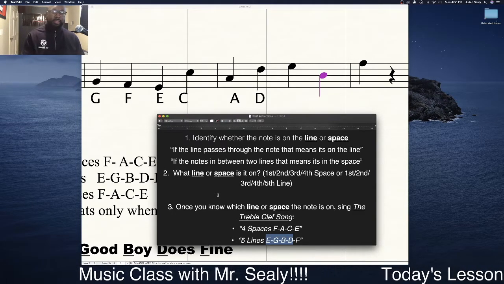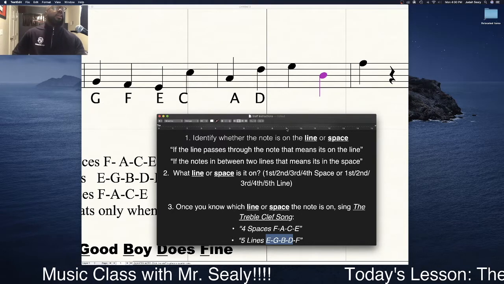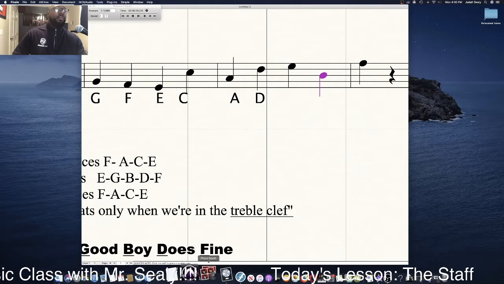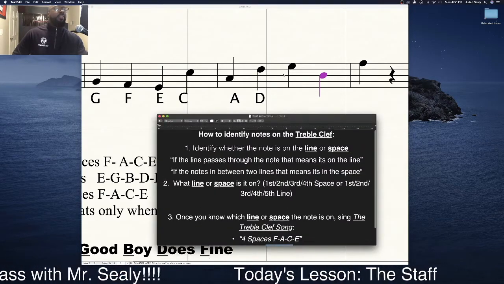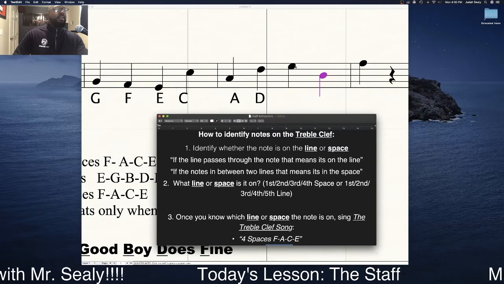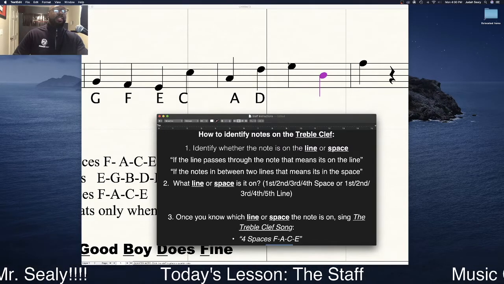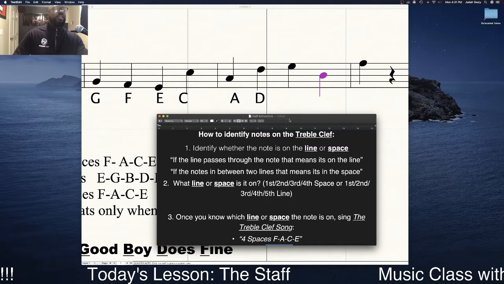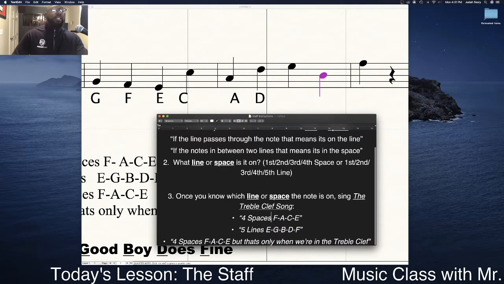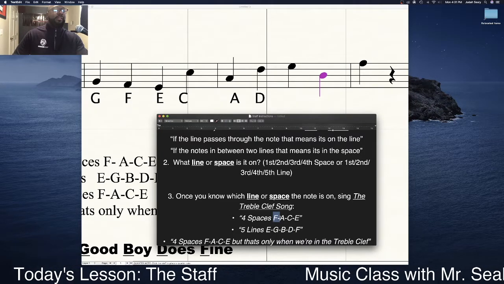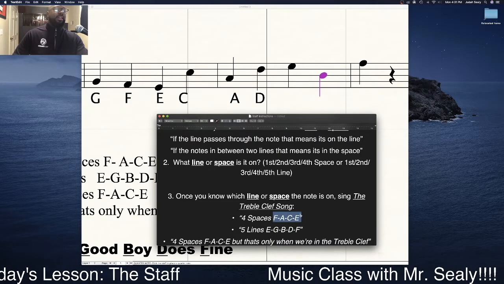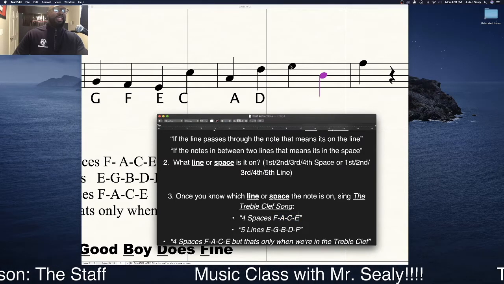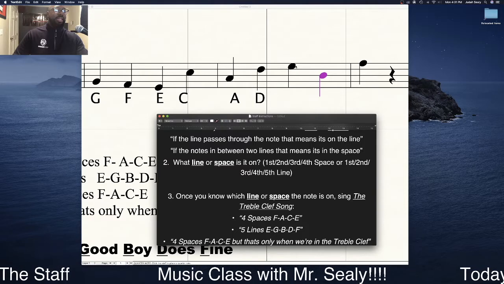Sorry, let me turn this down. Echo. So, looking here, is this note on the first step? What's our first step? First step, identify whether the note is on the line or space. This note is on the 4th space because it's in between 2 lines, on the 1, 2, 3, 4th space. If we sing the 4 spaces part of the song, 4 spaces, F, A, C, E, our 4th space is E. So this note is an E. Everybody say E. E. Very good.